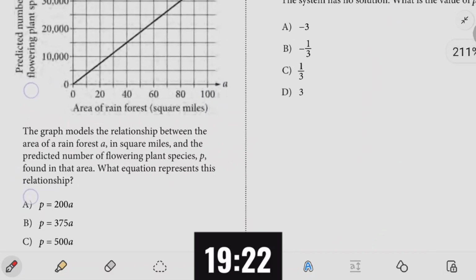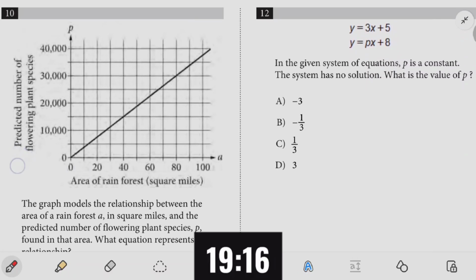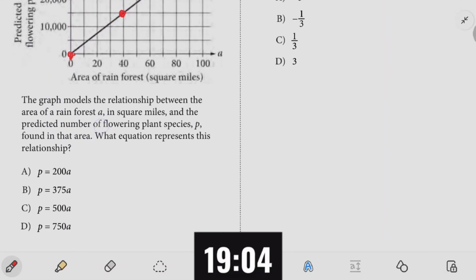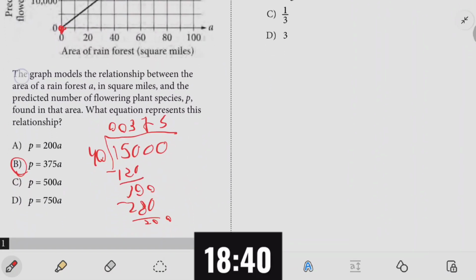The graph models the relationship between the area of rainforest in square miles and the predicted number of flowering plant species found in that area. What equation represents this relationship? Well, let's see. We could do rise over run. Let's take this point and then this point. Let's say 15k over 40. That's 15. I'm going to do the old method. Let's say 0, 0. We'll say 3, 120, 30, 0, say 7, 280, 25, 375. Okay, there we go. It looks like that's the slope.